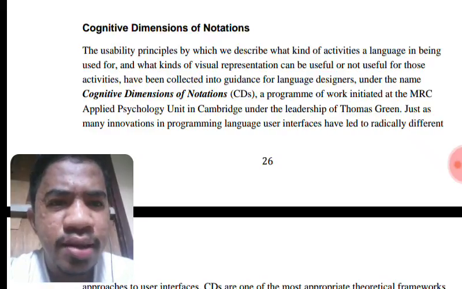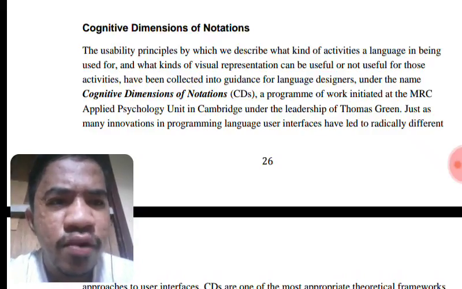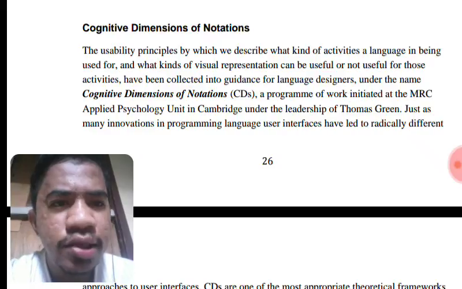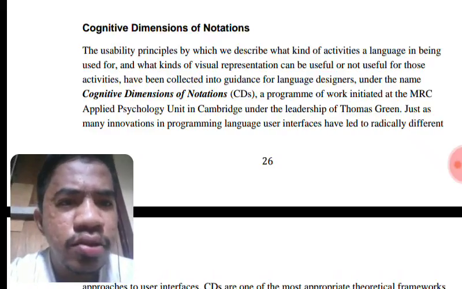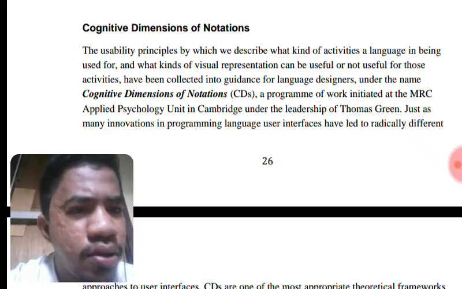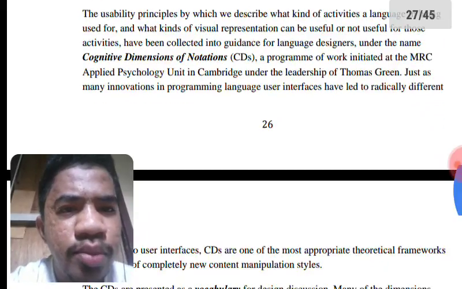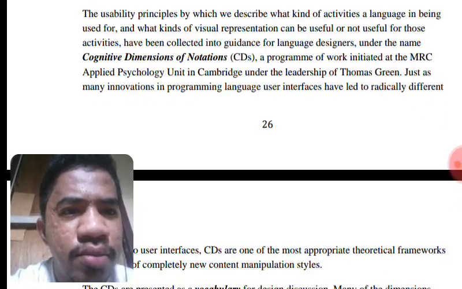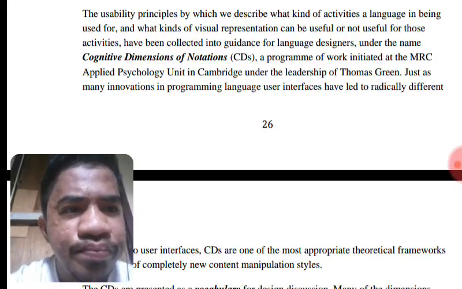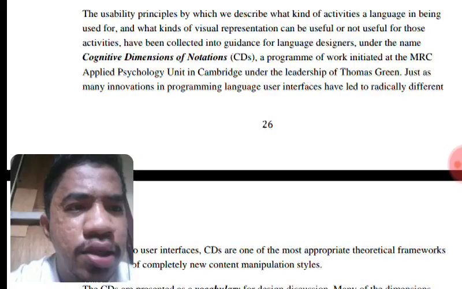Cognitive dimensions of notation: the usability principles by which we describe what kind of activity a language is being used for, and what kind of visual representation can be useful or not useful for those activities, have been collected into guidance for language designers under the name cognitive dimensions of notation. The work began at the MRC Applied Psychology Unit in Cambridge under the leadership of Thomas Green.